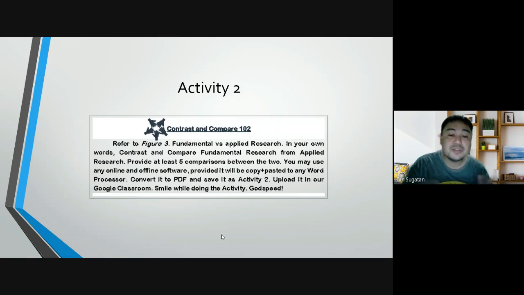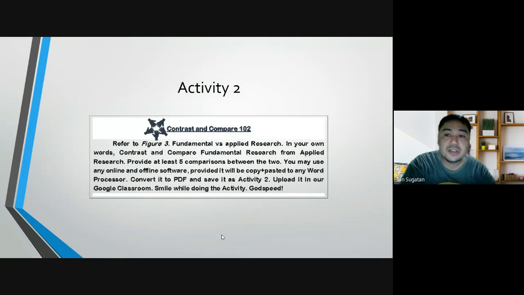Compare them. Provide at least 5 comparisons between the two, and you may use any online or offline software, provided it will be copy-pasted to any word processor. You have to convert it also to PDF and save it as activity number 2. Then you're going to upload it in your Google Classroom and then smile while doing the activity. Godspeed. So I think this is your activity number 2, guys.